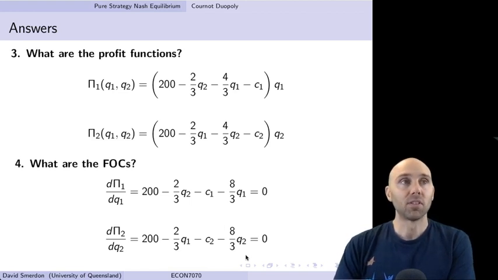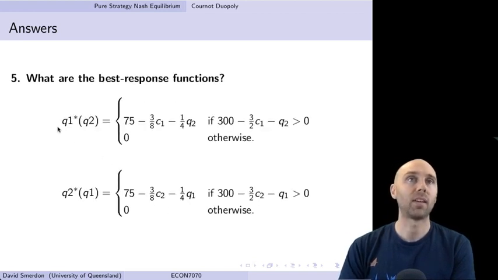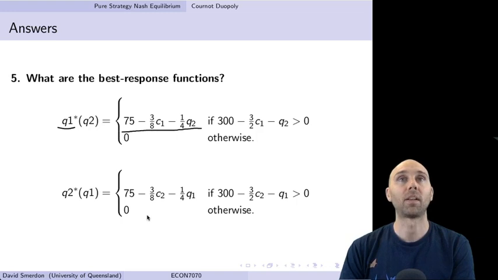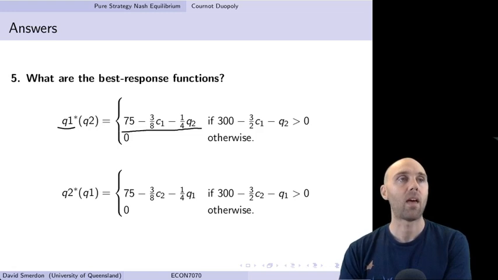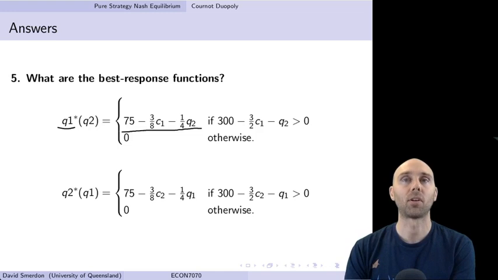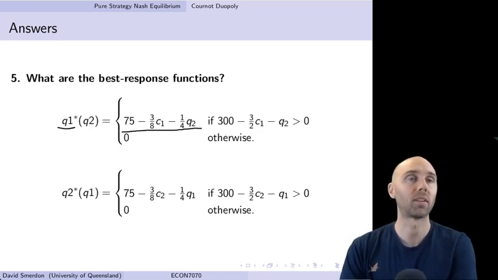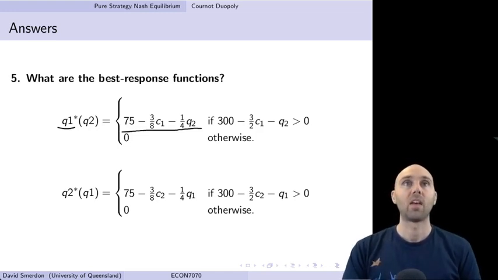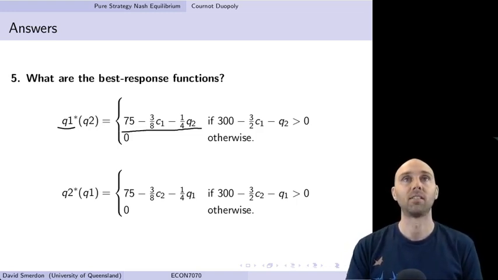Now to get the best response functions, we need to rearrange those. So firm 1's best response function, we're just going to rearrange it, putting Q1 on the left. So we just take what we had before, the first order condition, put Q1 on the left. We end up with this as a best response function if firm 1 is producing at all. So if 300 minus 3/2 C1 minus Q2 is greater than 0. And that if statement, that condition here, that threshold, is something we just worked out from question 2, when we worked out when will firm 1 produce at all. So if this condition doesn't hold, if Q2 is greater than or equal to 300 minus 3/2 C1, then firm 1 produces 0, so we just write 0 otherwise. That's good enough.